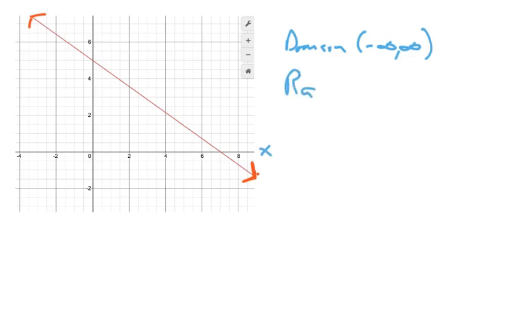The range refers to the set of second coordinates that correspond to points on the graph, or in other words, values of y. And again, these arrows indicate that the graph keeps going up as you move to the left and down as you go to the right. Every value of y is going to be hit somewhere. The range is -infinity to infinity also.